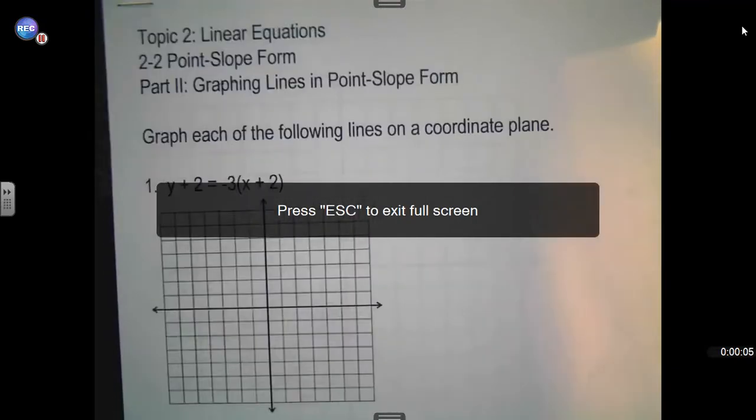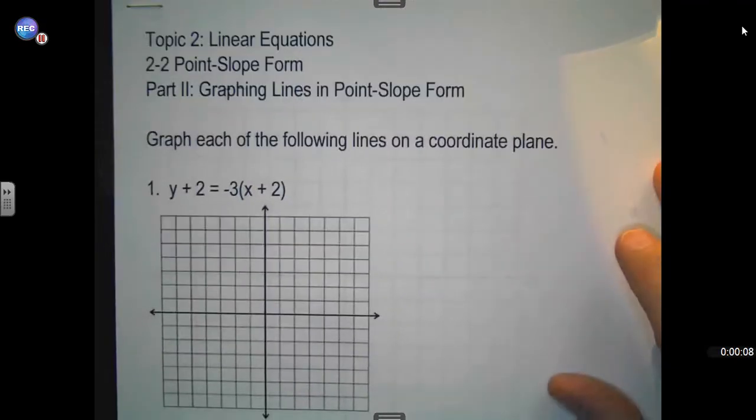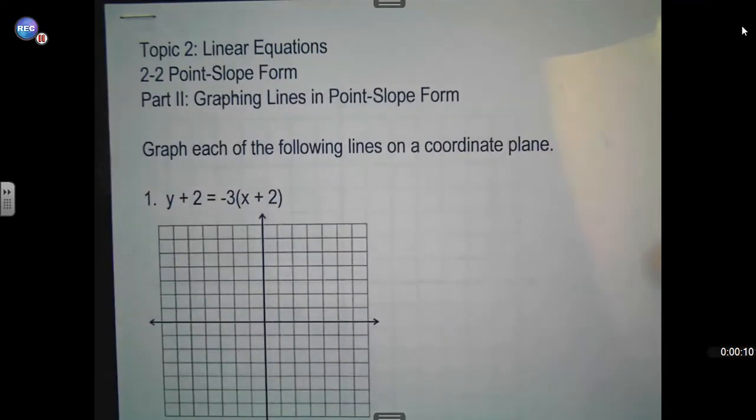All right, so this is topic 2, section 2. This is part 2 of section 2, where we're graphing these lines from point slope form on a coordinate plane.